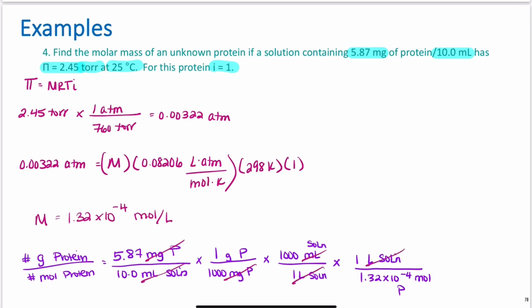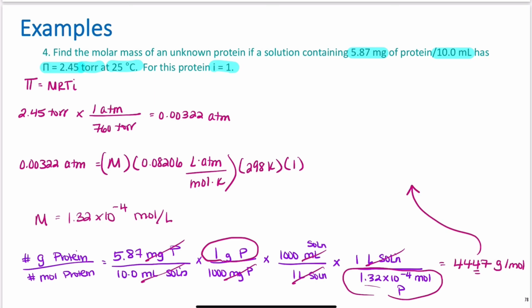That cancels my liters of solution. I've now got grams of protein divided by moles of protein, which is the units of molar mass. So 4.447 grams per mole. Now I just need to look at my sig figs. Looks like I need 3 sig figs.